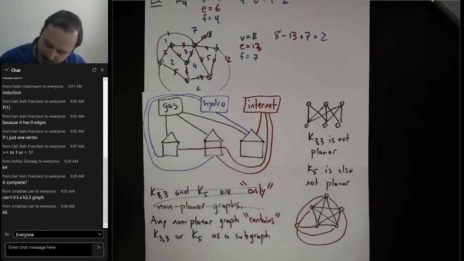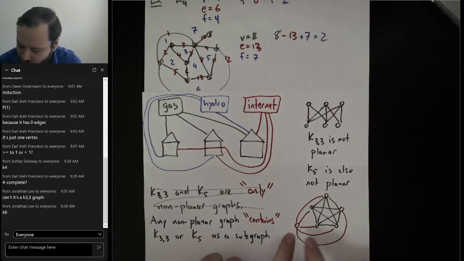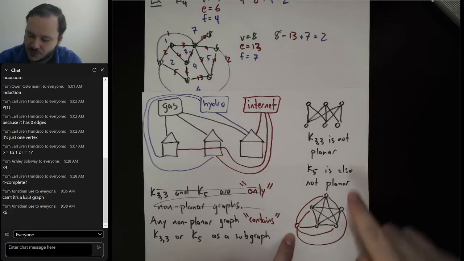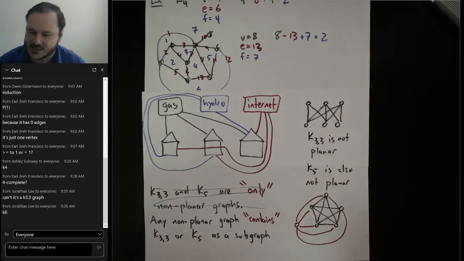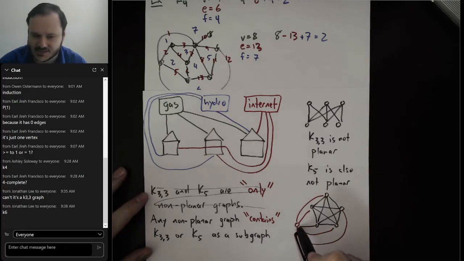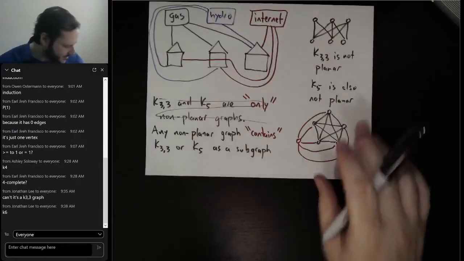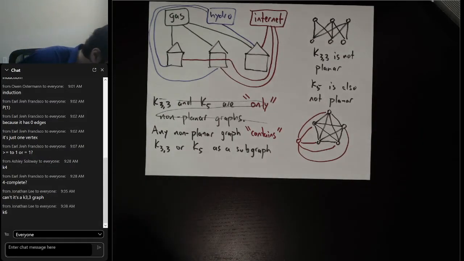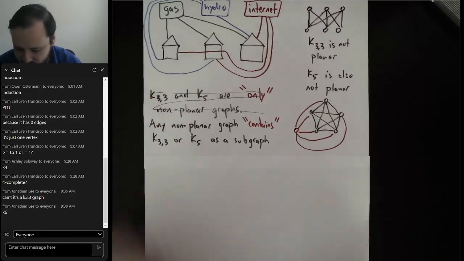Okay, so K33 and K5, I lied to you. They're not the only ones that are not planar. But if you have a non-planar graph, it's not planar because you can find one of these things. It contains it as a subgraph. That's why K6 isn't planar. It contains K5. Except I'm lying to you again. And it's obvious, really, I'm doing a terrible job of lying to you.